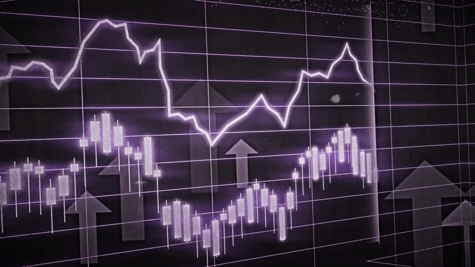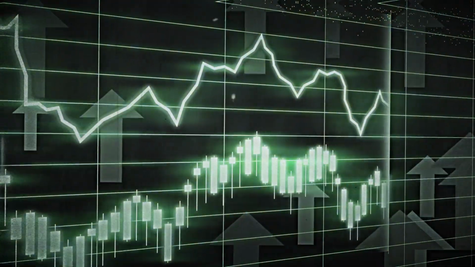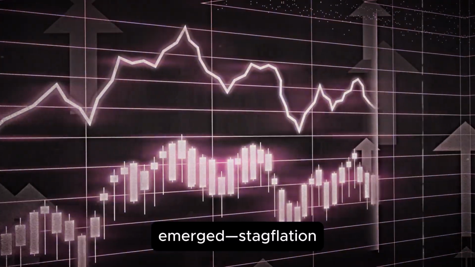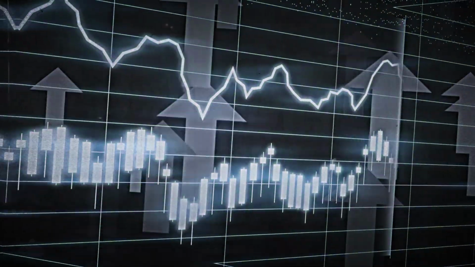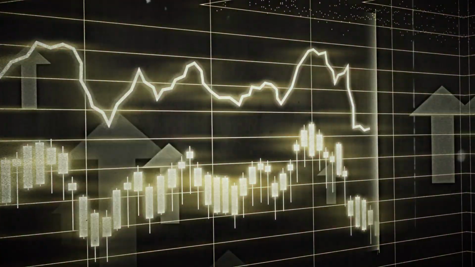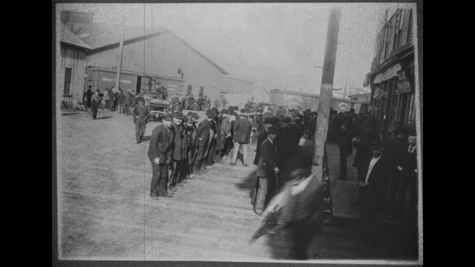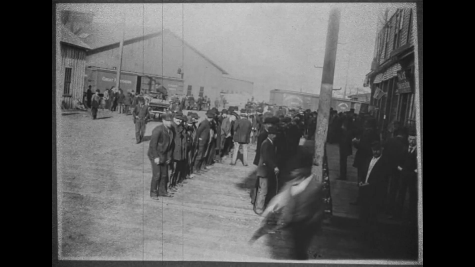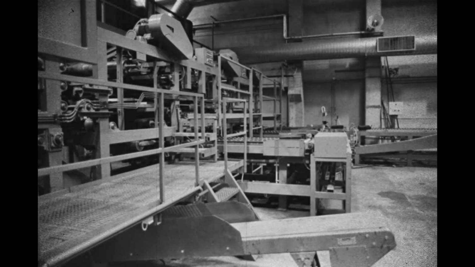But the crisis didn't just stop with soaring prices. As oil prices spiked, a new economic phenomenon emerged: stagflation. High inflation coupled with stagnant economic growth. Prices kept rising, but economies began to stall. Unemployment surged, production dropped, and the global economy was in a standstill. This was devastating for industrial nations.